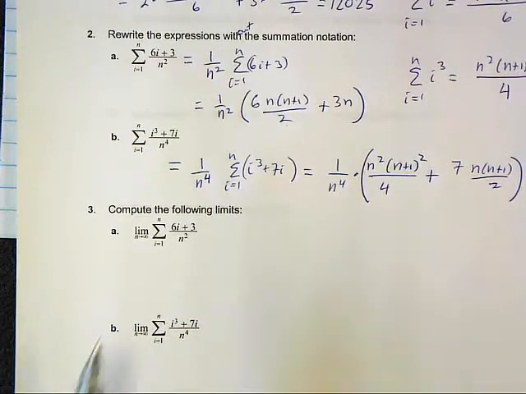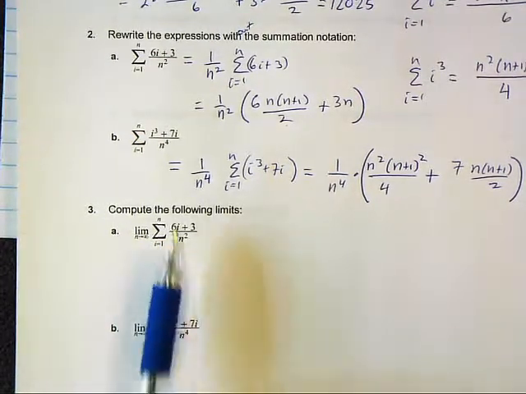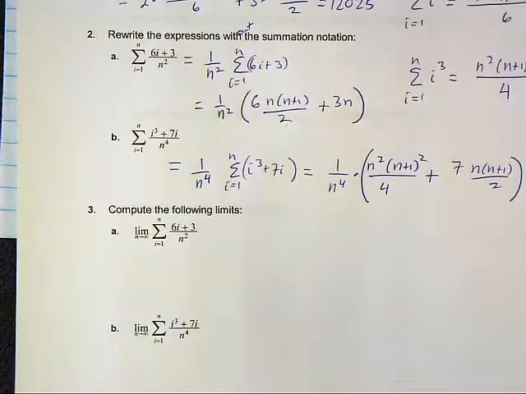All right, so how am I going to find the limit as n goes to infinity of the sum from i equals 1 to n of 6i plus 3 over n squared? Use formula. Which formula?